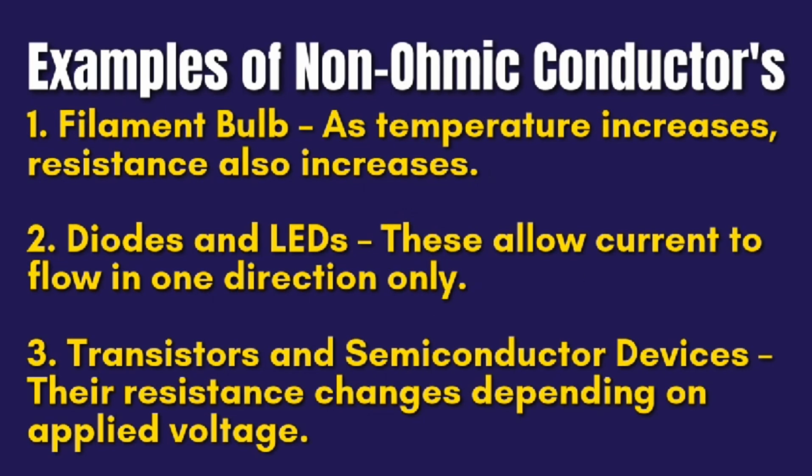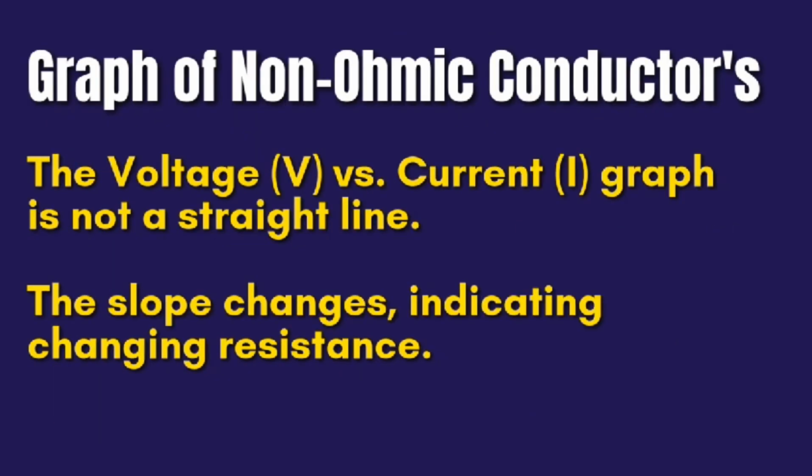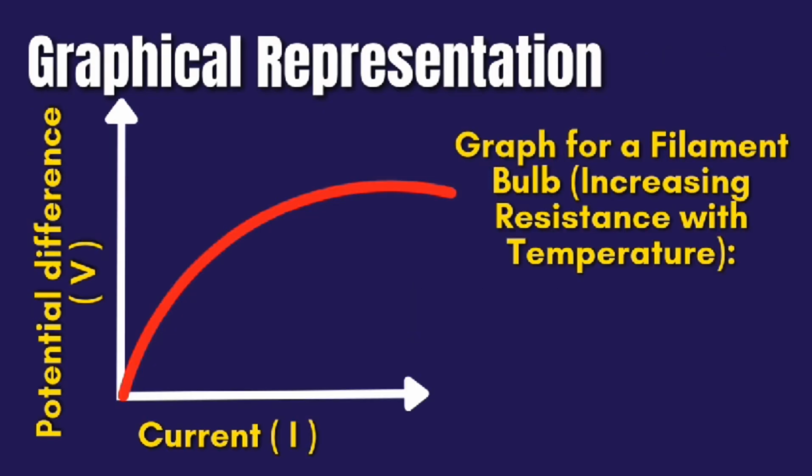For example, number 1, filament bulb. As temperature increases, there is an increase in resistance also. Number 2, diodes and LEDs, these two allow current to flow in one direction only. Number 3, transistors and semiconductors, the devices where resistance changes depending on the applied voltage. So for the graph of non-ohmic conductors, the voltage vs current graph is not a straight line and the slope changes, indicating that there is a change in resistance as well.